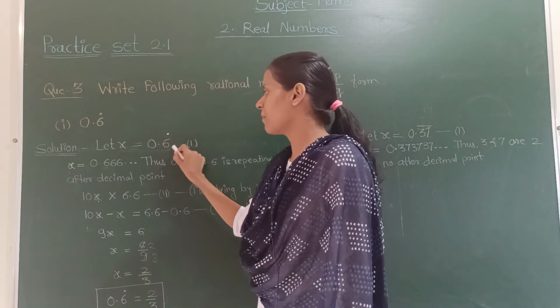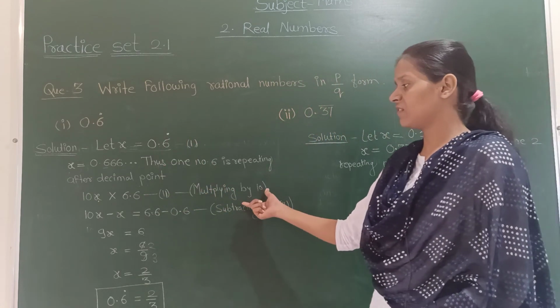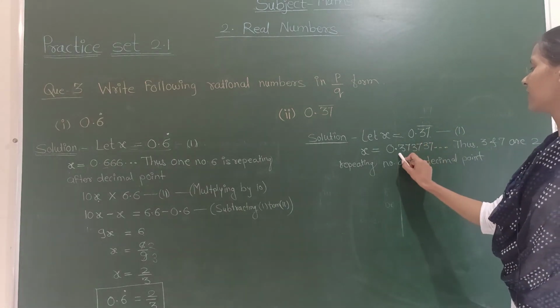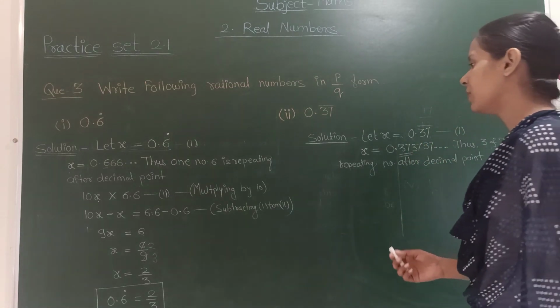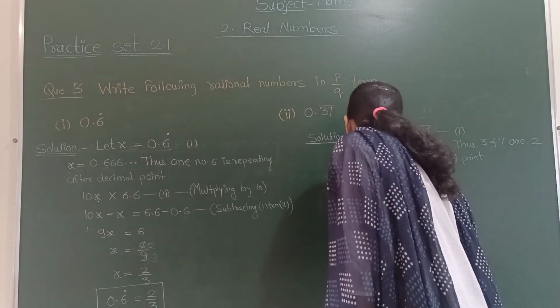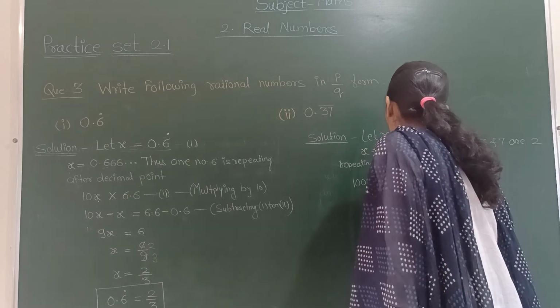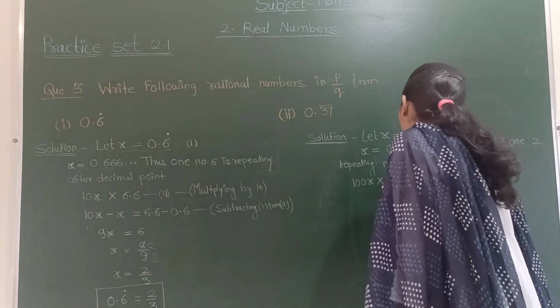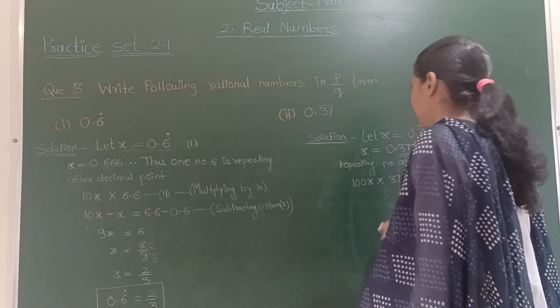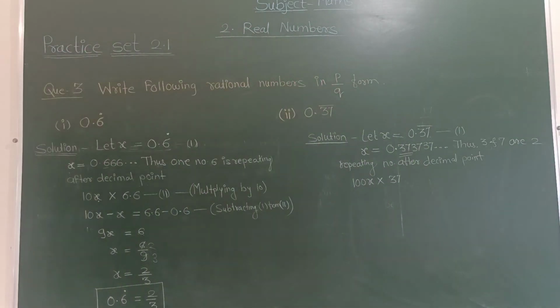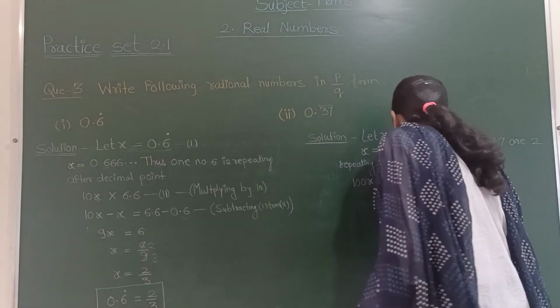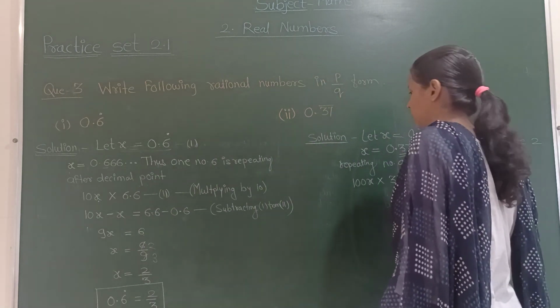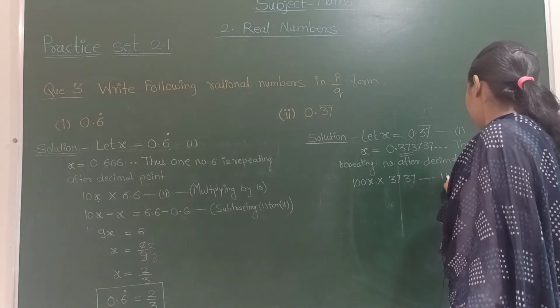In the earlier example, one number, 6, was getting repeated, so we multiplied the equation by 10. Here you can see two numbers, that is 3 and 7, are getting repeated, so we will multiply by 100. So 100x will come like 37.37. We will call it equation number 2.